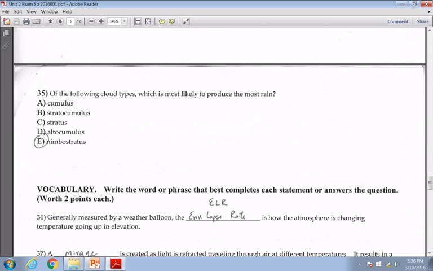35, the best answer is nimbostratus. Which one is producing rain? That's one of the two rain clouds we talked about.